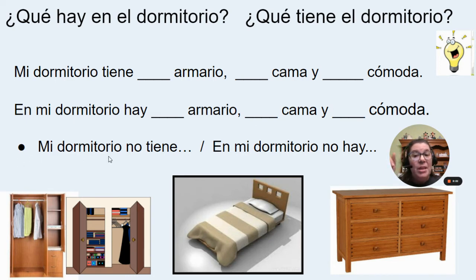You might say, mi dormitorio no tiene una cómoda. You might say, en mi dormitorio no hay un armario. You can also say closet. So hopefully you're pausing and repeating. Now you ask me, pregúntame, ¿qué tiene el dormitorio? Mi dormitorio tiene un armario, una cama y dos cómodas. ¿Qué tiene tu dormitorio? Pause and answer.